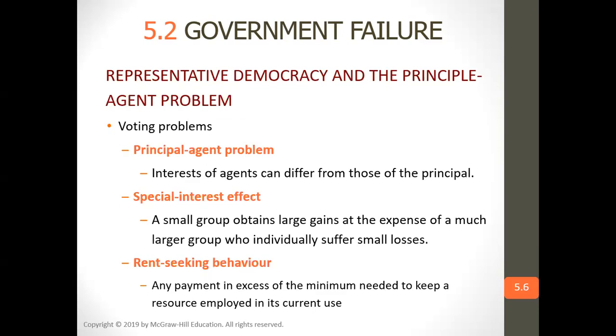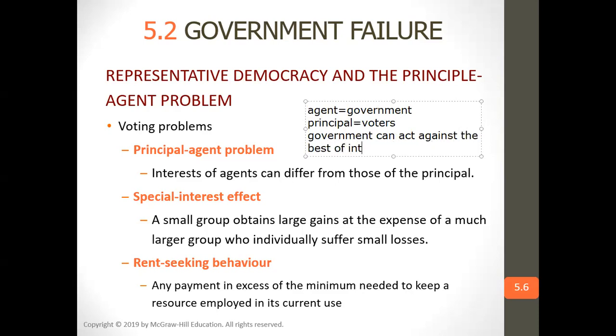So there are a lot of problems with this, like the principal-agent problem. The agent's interests can differ from those of the principal. So in this case, the agent would be the government, and the principal is the voters. So the government can act against the best interest of the voters. And then special interest effects: a small group obtains large gains at the expense of a much larger group who individually suffer small losses. So that happens a lot.